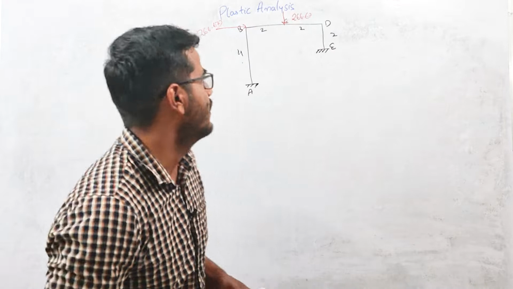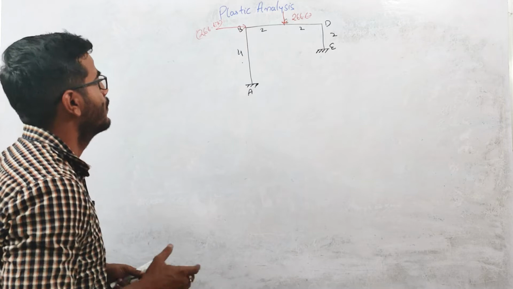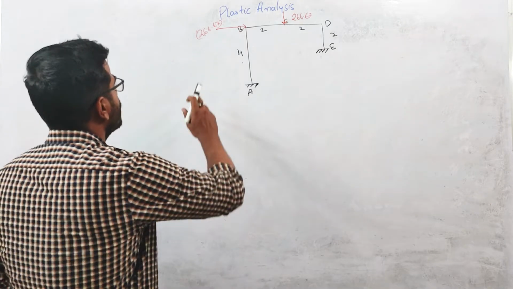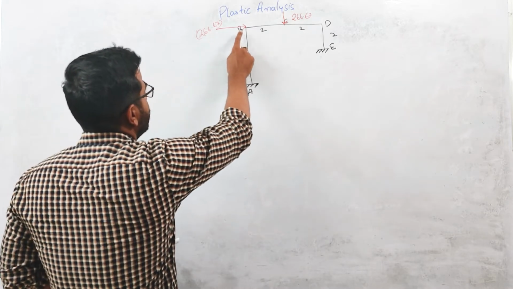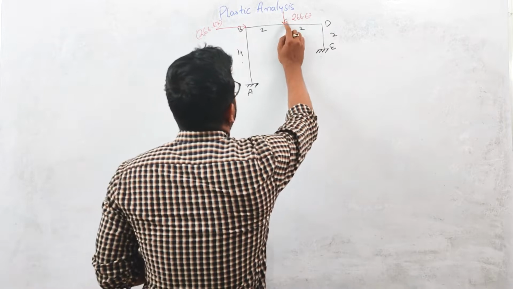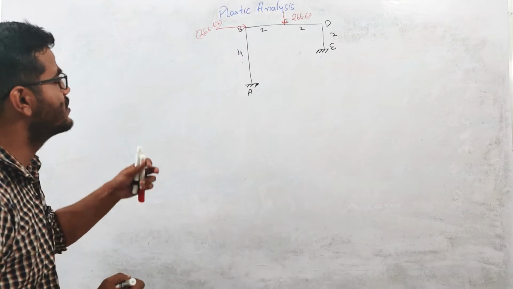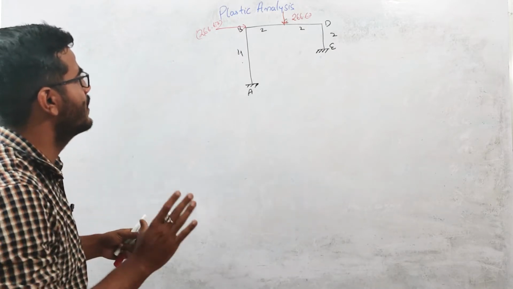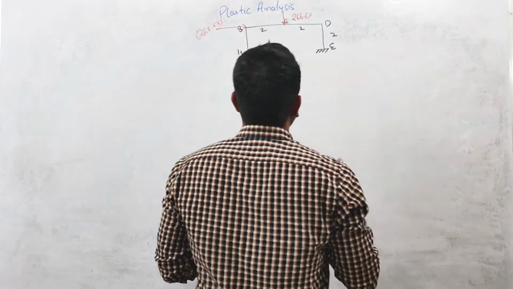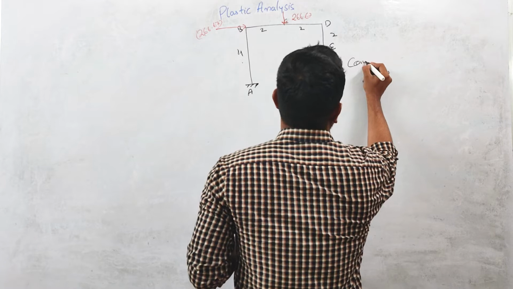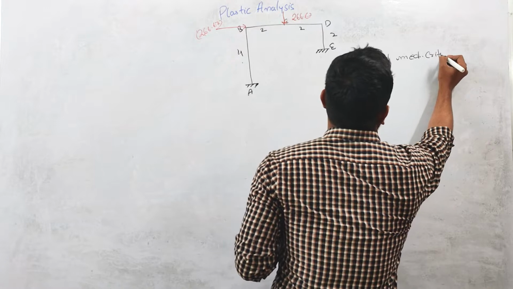In the last lecture, we discussed this problem, right? And we calculated the collapse load for this frame. The collapse load was coming out to be 266.67 kilonewton, which is acting in the right direction at this point B, and which is acting downward at this point C. So these are our collapse loads for this loading system, and the combined mechanism was coming critical.